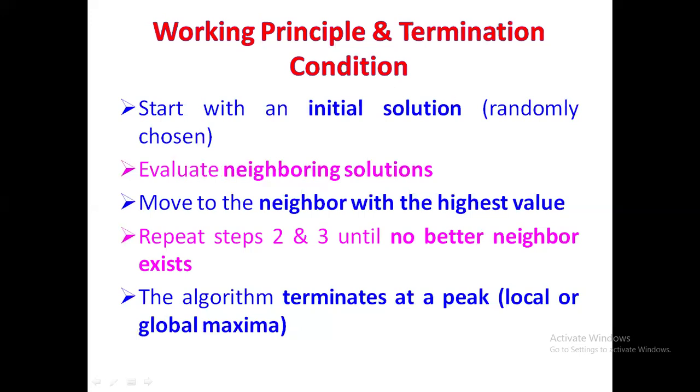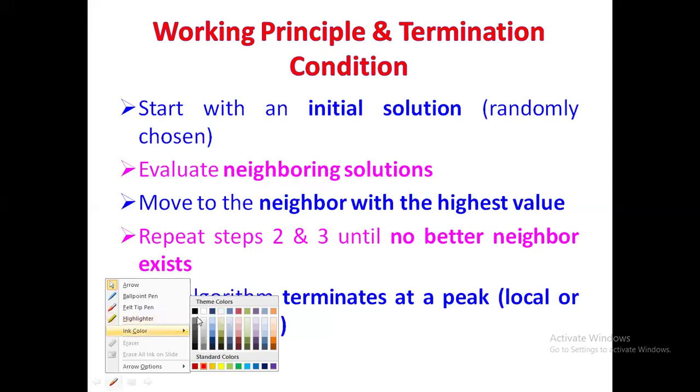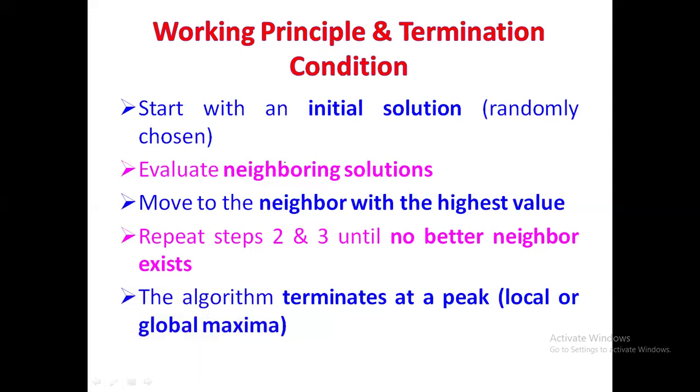We'll see the hill climbing algorithm's working step by step. Hill climbing is a local search optimization. It begins with a randomly chosen initial solution. The algorithm then evaluates its neighboring solutions to determine which one has the highest value according to the objective function.